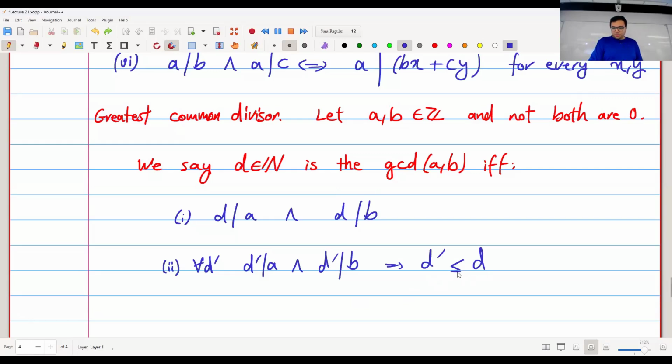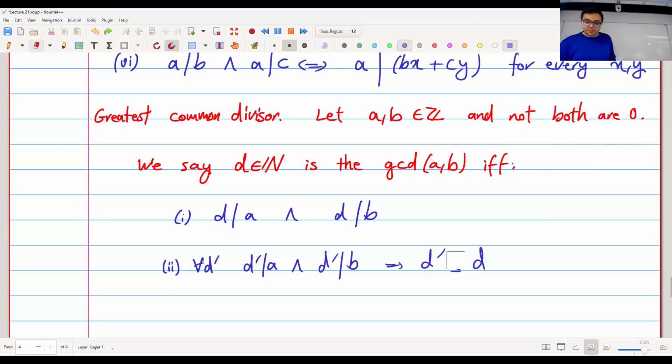But I don't want to do this. And by the way, this also shows you why I'm saying not both of them are zero. Because if both A and B are zero, then every number is a common divisor of A and B, because every number is a divisor of zero. So it's very important that we say not both of them are zero. So with this definition, I can be sure that the greatest common divisor exists.